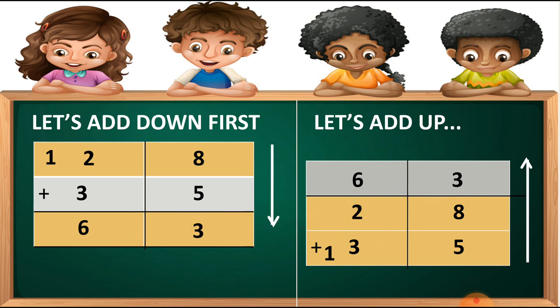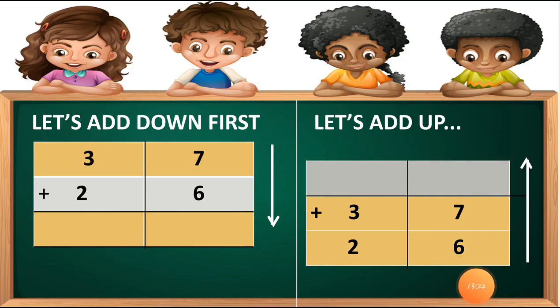Let's see some more examples so you will better understand this topic, students. Now here is the next one. So students, here the question is 37 plus 26. In this, the ones column is 7 plus 6.